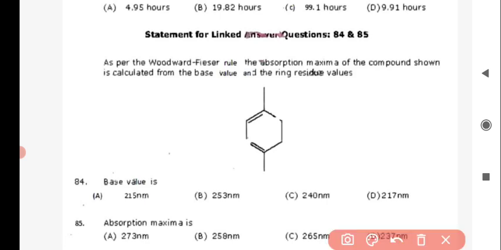The next statement is, as per Woodward-Fieser rule, the absorption maxima of the compound shown is calculated from the base value and the ring residue values. The structure is presented here, and now we have to find what is the base value. Now the correct answer for this question is option B, 253 nanometer. Then next, or we can say last question for today's video, is absorption maxima is, and the correct answer is option A, 273 nanometer.